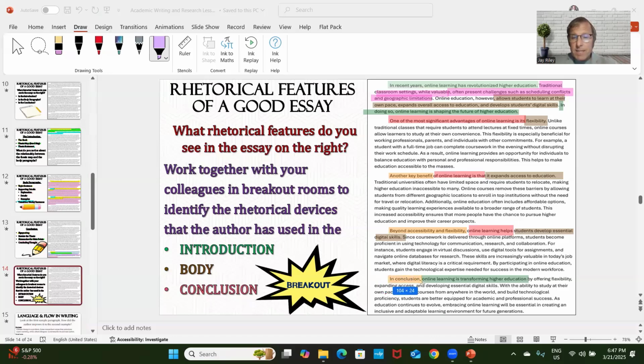Then I've got my signposting, but my conclusion. In conclusion, it's transforming higher education. And I've got my three big ideas: flexibility, expanding access, and developing digital skills. So, during my class tonight, when I was teaching this, one of my students said, is this really a call to action? If it is, it's a little weak. They're asking the audience to embrace online learning.